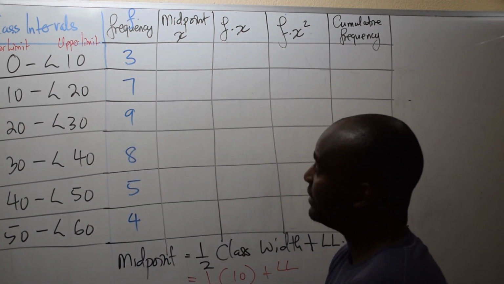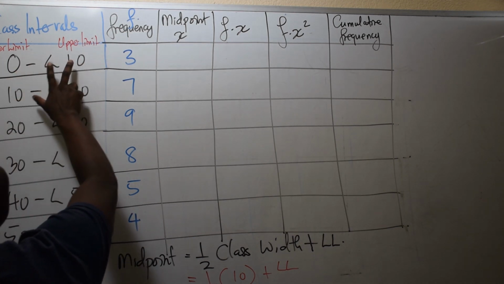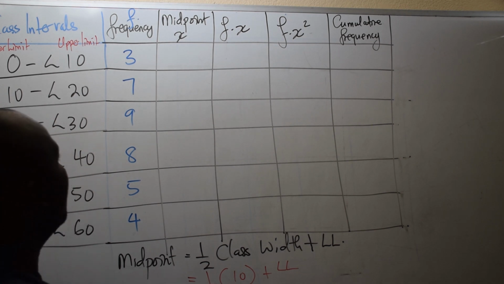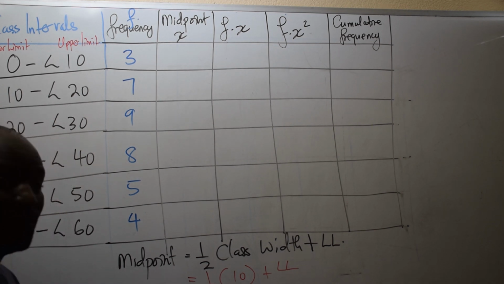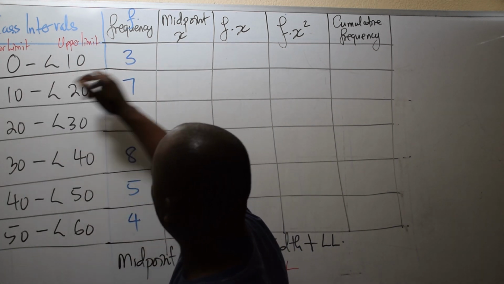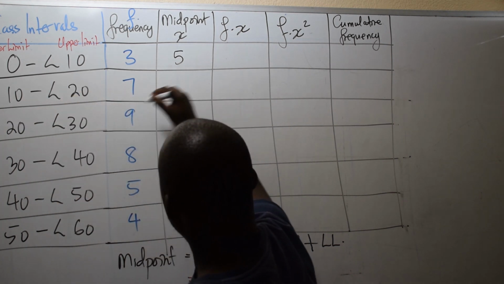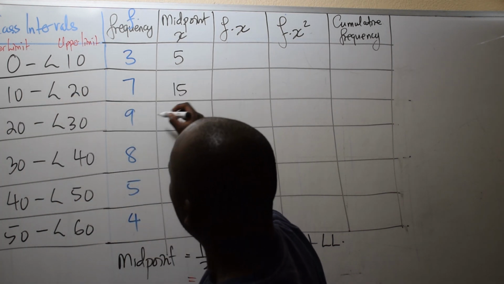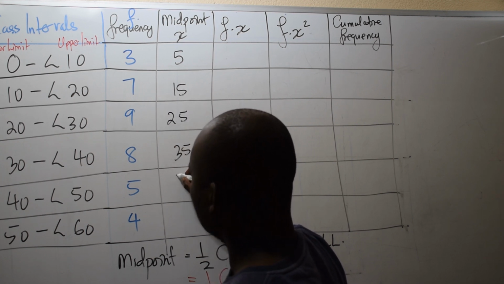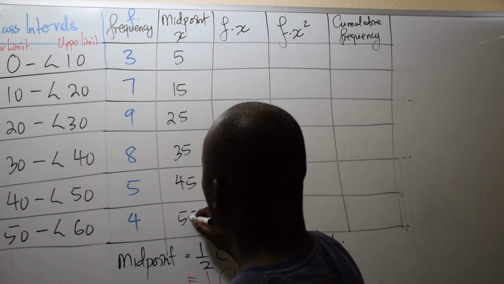Some people find it easy to say 0 plus 10 divided by 2. That will be a number that represents the midway between those two numbers. But I'm just going to say half the class width plus the lower limit. So this is going to be 5 plus 0, that's a 5. 5 plus 10, that's 15. This is 25, this is 35, this is going to be a 45, this is going to be a 55.